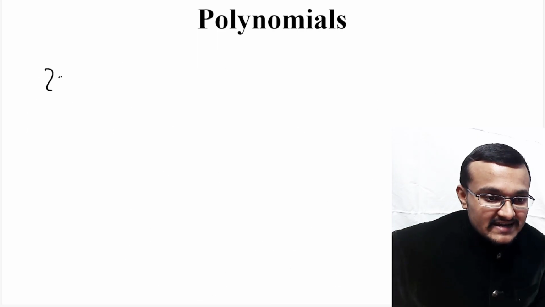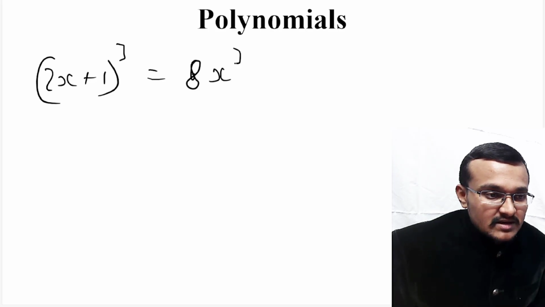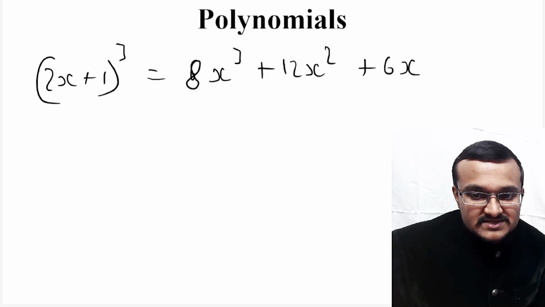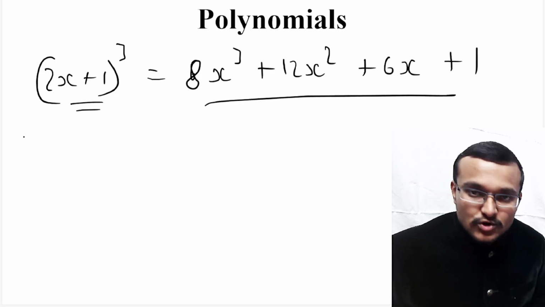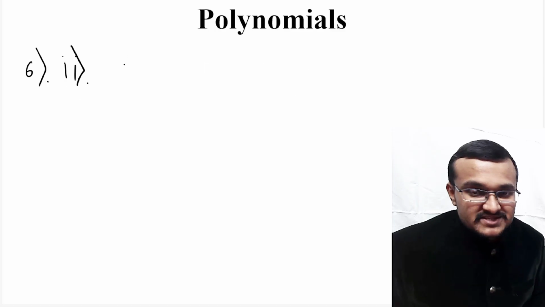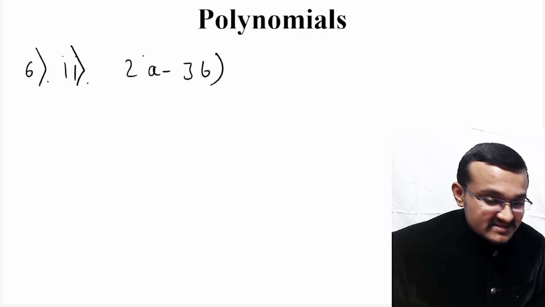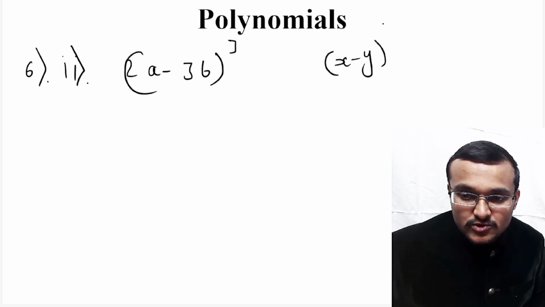I'll just write this one more time: 8x cube plus 12x square plus 6x plus 1. This is the expansion of 2x plus 1 whole cube. Now we will look into the second question in this 6th question. In the second question you have 2a minus 3b whole cube. So here you can use the x minus y whole cube formula.